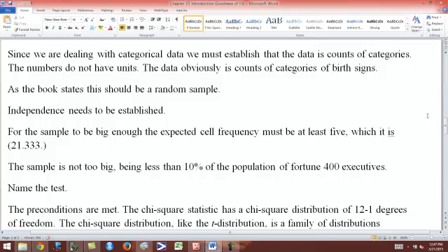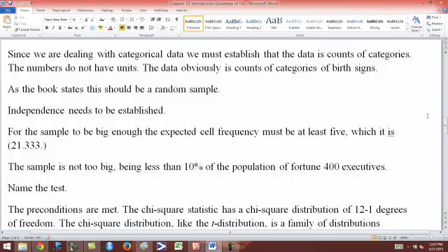The data is obviously counts of categories of birth signs. As the book states, this should be a random sample. We're not told one way or another, and independence needs to be established. If the sample were random, then we could establish independence pretty well. Now this one is the establishment of whether or not the sample is big enough.